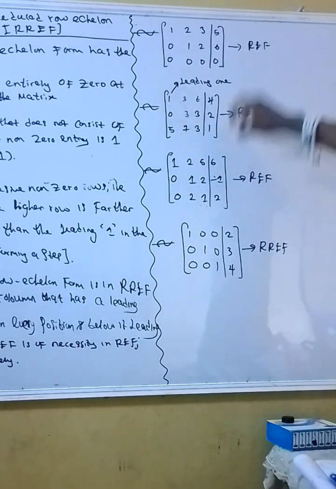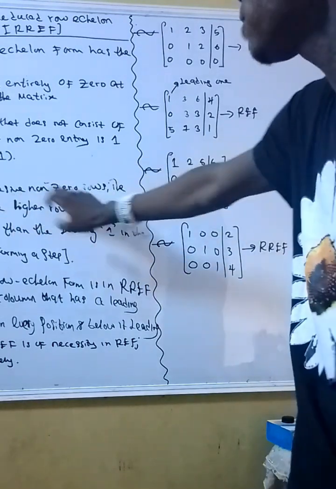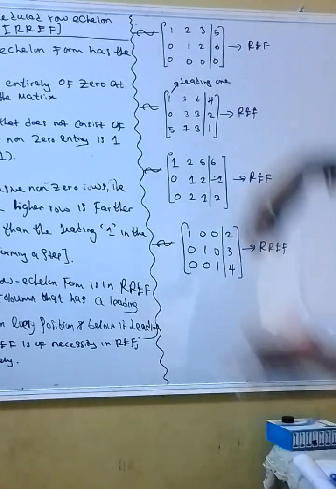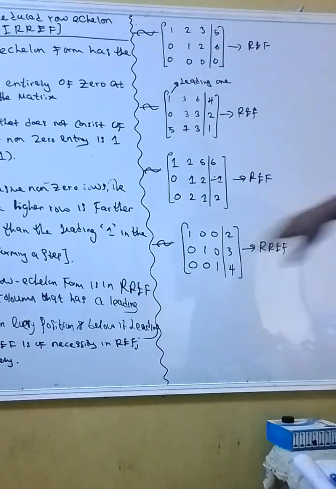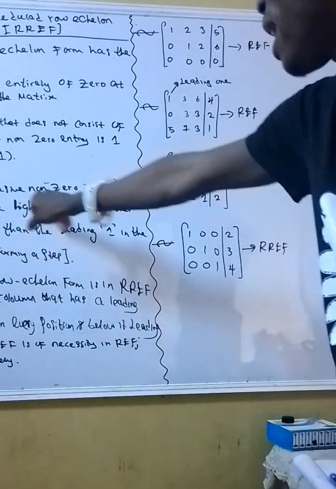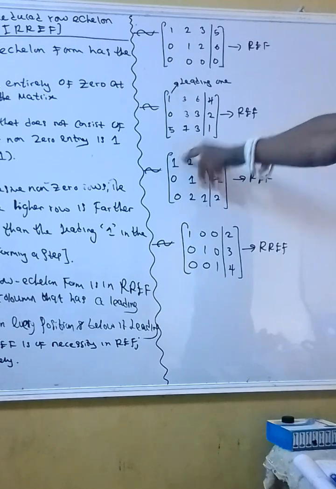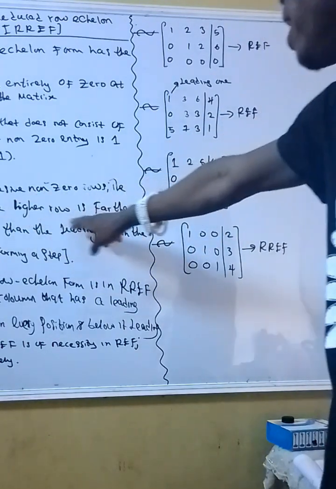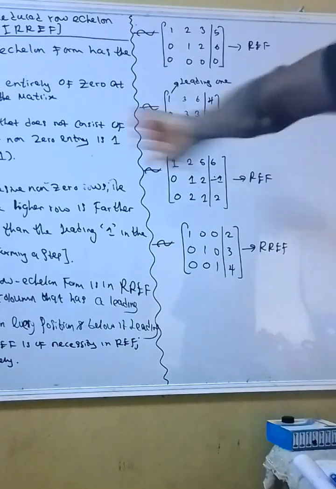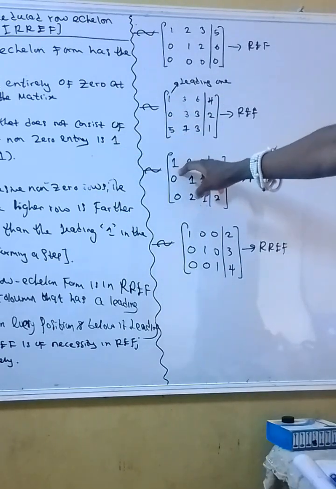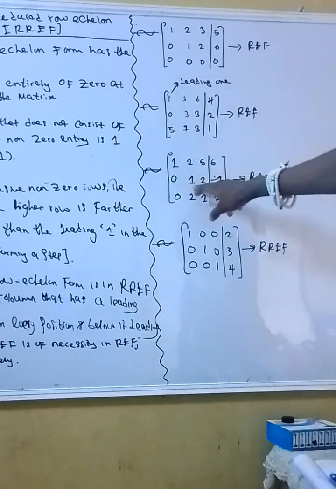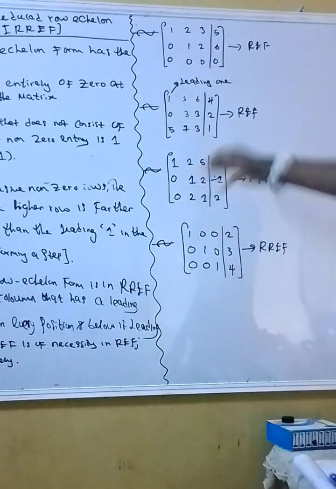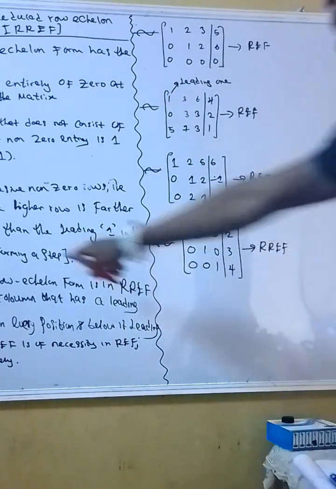Row echelon form. The third thing tells us that for two successive non-zero rows, that is, rows that don't consist entirely of 0, the leading one in the higher row, this is the first higher row, this is the lower second row, is going to be farther to the left. As you can see, look at the leading one here, on the left. So you can see that this one is far away to the left from the other ones. So they form what we call a step, like I told you.